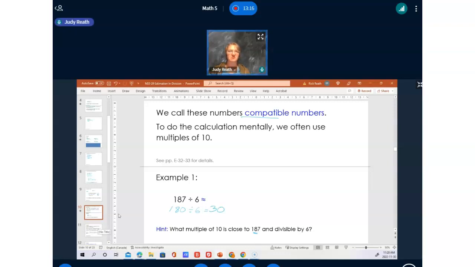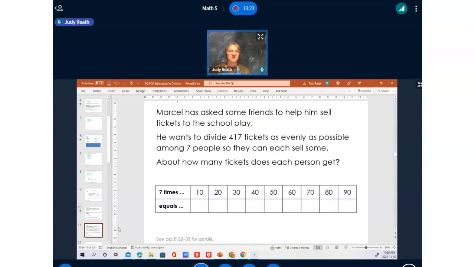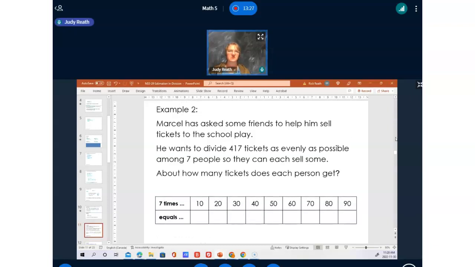And that's how we can use compatible numbers to estimate our division. Just 3 different ways to do it. Here's another example. Marcel has asked some friends to help him sell tickets to the school play. He wants to divide 417 tickets as evenly as possible among 7 people so they can each sell some. About how many tickets does each person get?